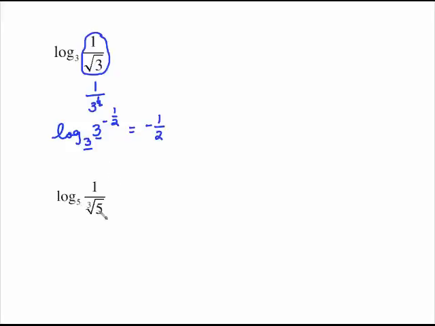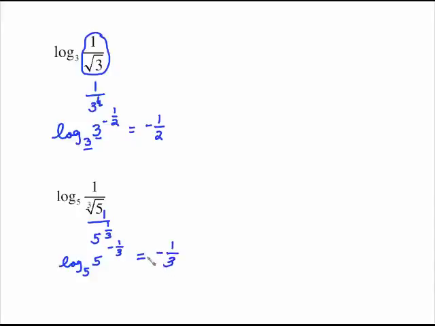I see the same kind of thing happening here. This is log base 5. This is a 5 in here. So if I could get this rewritten as 5 to some power, I could use that property. The cube root of 5 is 5 to the 1/3. But this is 1 over that. So this is really 5 to the negative 1/3. The log base 5 of 5 to the negative 1/3 gives us negative 1/3.